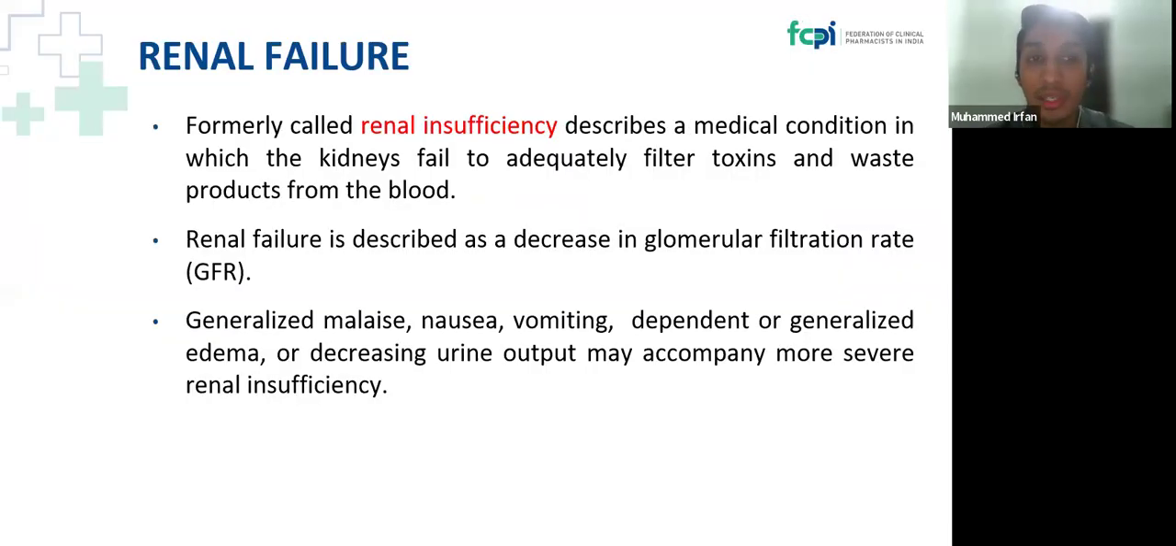First of all, what is renal failure, which can also be called renal insufficiency? It is a medical condition in which the kidney fails to filter toxins or waste products from the blood. Renal failure usually describes a decrease in the GFR, the glomerular filtration rate. The usual symptoms which we can see when renal failure occurs are generalized malaise, nausea, vomiting, dependent or generalized edema, or decreased urine output.